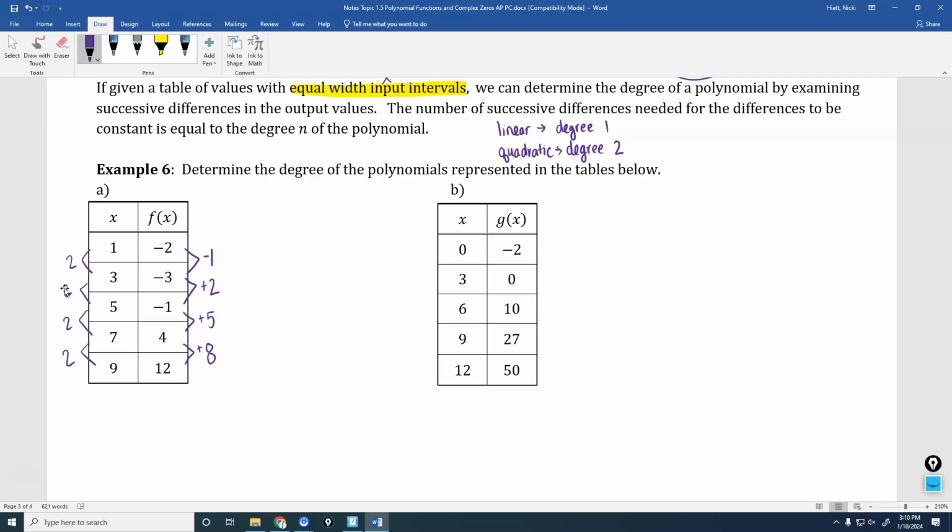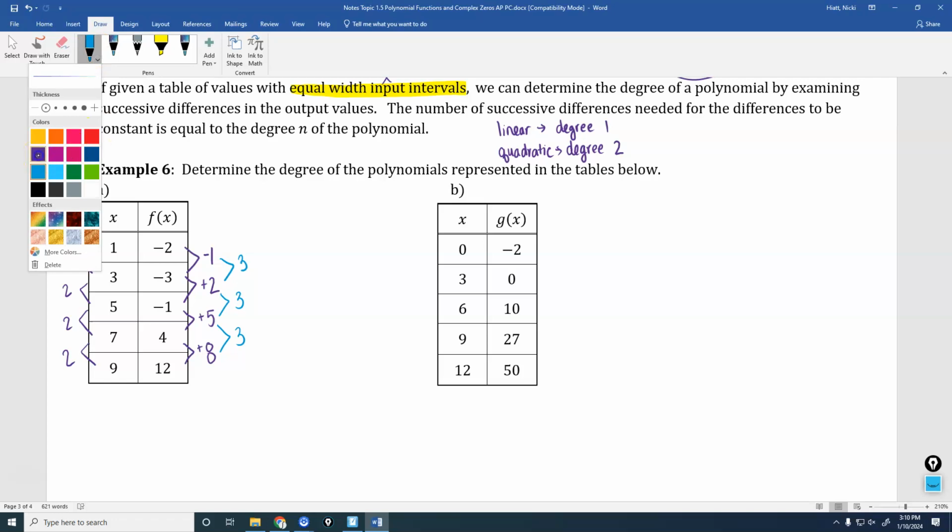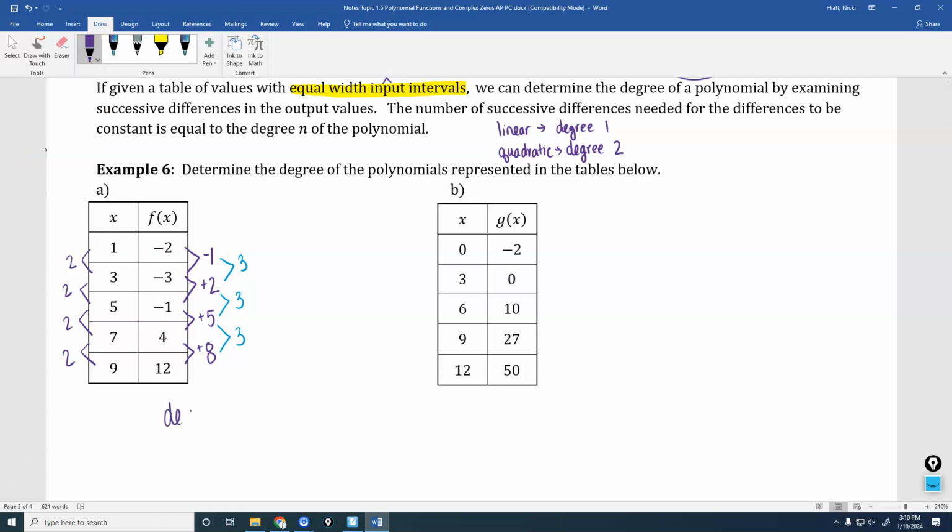We need to look at the difference again. So that was our first difference. We're going to do this again. So from negative 1 to 2, that is an increase of 3. From 2 to 5, that's an increase of 3. And from 5 to 8, that's an increase of 3. Which we kind of have already done this, as I said before, because we would have said, oh, that's constant rate of change on your second differences, so this is quadratic. A quadratic has a degree of 2. So this would be degree 2 right here. Let's look at the next problem.